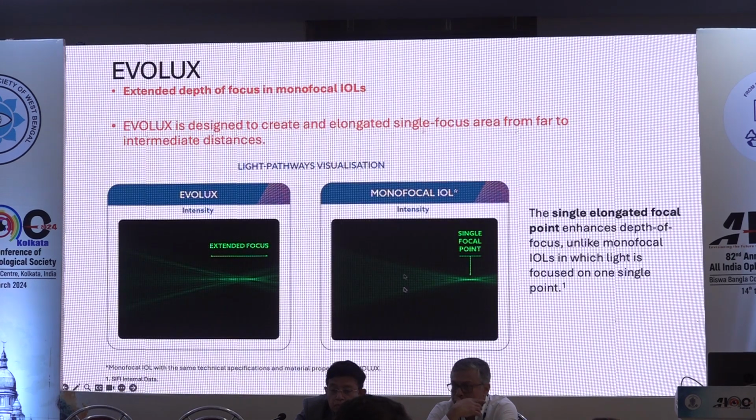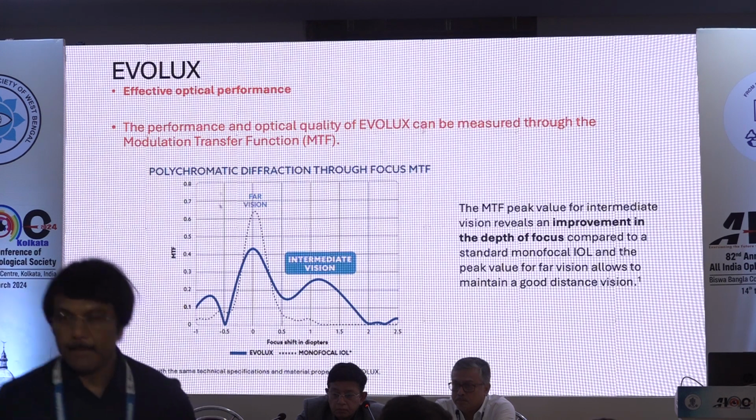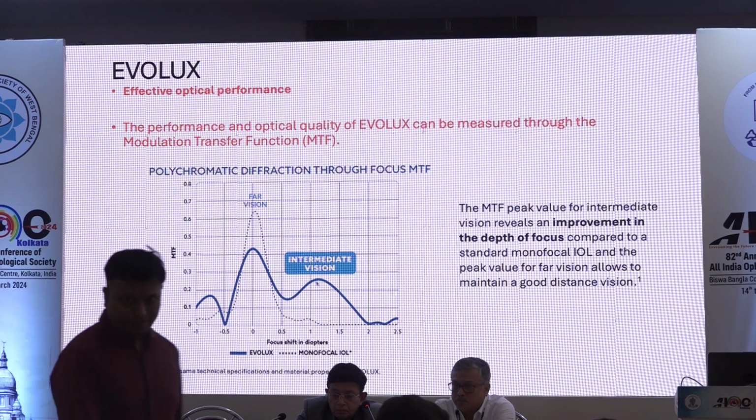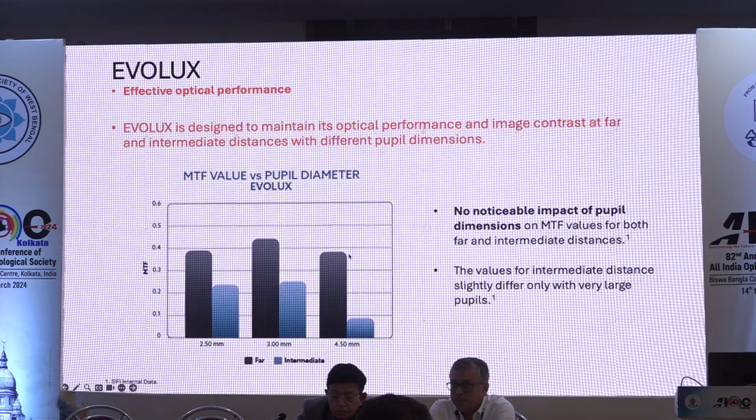If you see the focus, this is a single focus point, and the Evolax is able to create a design with an elongated single focus area, far to intermediate. This is the beauty of the lens. If you see the MTF curve of the lens, there is a distribution of the energy. There is a high spike at plus 1.5, so it gives intermediate vision very well. And these lenses are all EMB lenses.